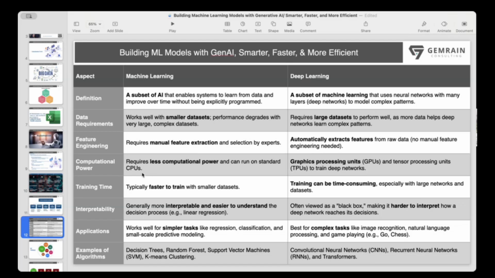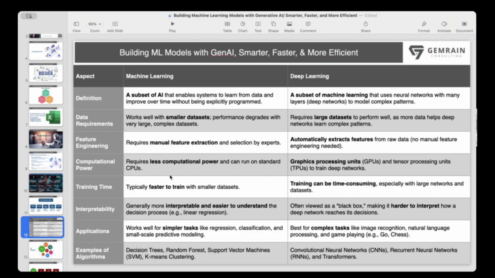Machine learning needs only a CPU. Deep learning always needs GPUs and TPUs. So here comes the question mark: deep learning is expensive. Yes, you are going to use more computing. The biggest challenge of any AI model, especially when it comes to GenAI, generative AI, for every company now is the computing. Computing means a lot of money that companies have to pay.